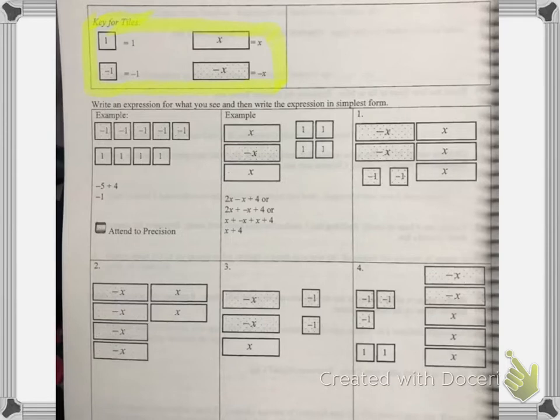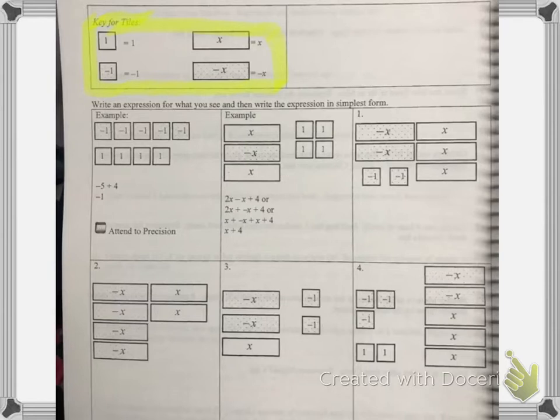So for example 1 is done for us. We have negative 1, negative 1, negative 1, negative 1, plus positive 4, which gives us negative 1.